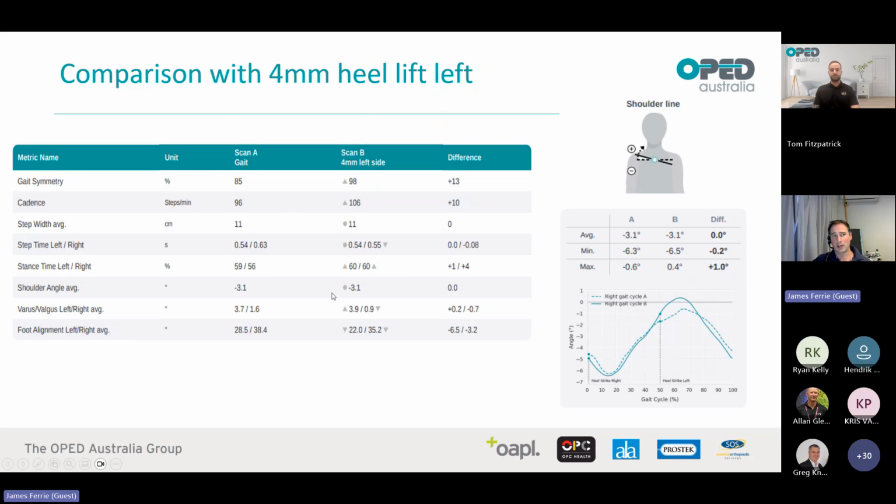And then we retested him straight in that same consultation. You can see that the gait symmetry is now at 98. We also see a normalization where the step time and the stance time have become symmetrical now. So where we had differences in terms of that left to right and also the step time, we now have more symmetry there. The shoulder angle's unchanged, but that can sometimes be a result of slight scoliosis.